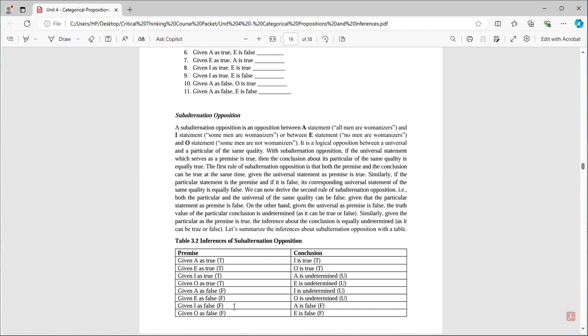So if "all men are clever" is false, its opposite, which is "no men are clever," can be true. It can also be that some men are clever, some are not clever. So because of that, we cannot immediately tell the truth value of the particular statement. So if the universal is false, the particular is undetermined.